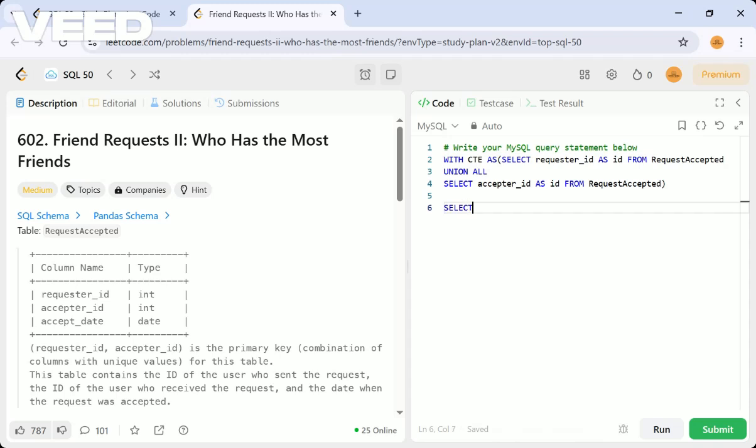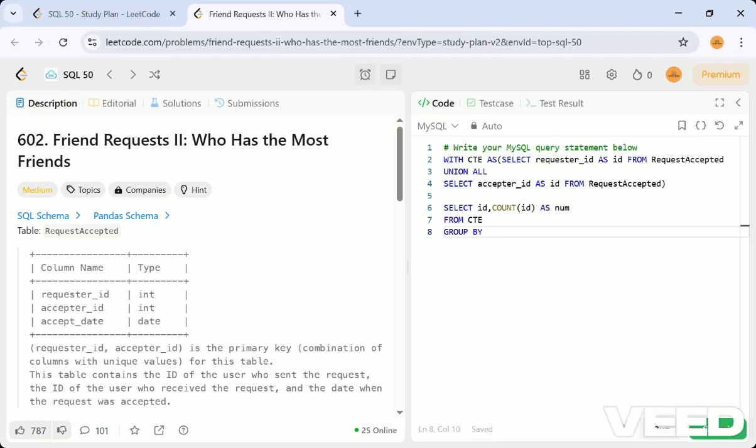So now I am writing my actual query. Now we have the ID and also the number, right? How many times it repeated, that is the count of that ID they are asking. So that one I am also writing here, with the aliasing name they have given, a number. Now I am taking that from the CTE that we wrote at the top. How many times it repeated? I'm grouping by ID and also ordering it by number, how many times it repeated, in descending order.